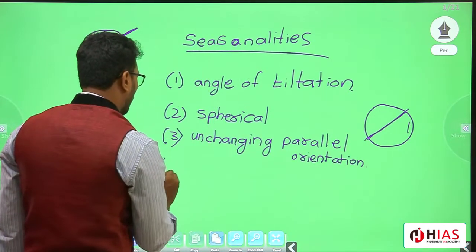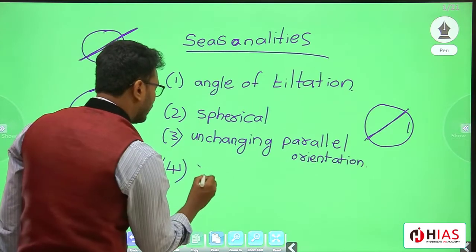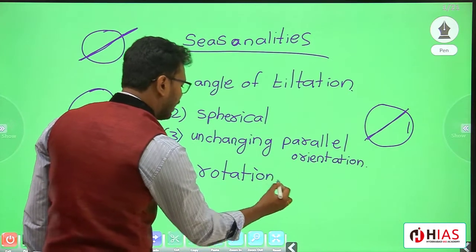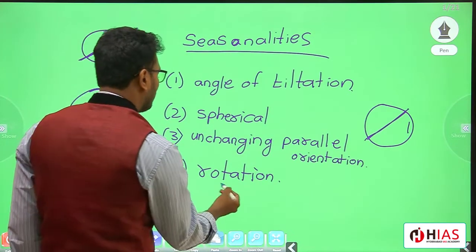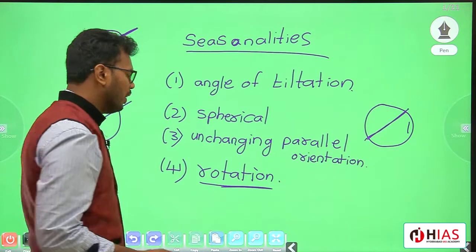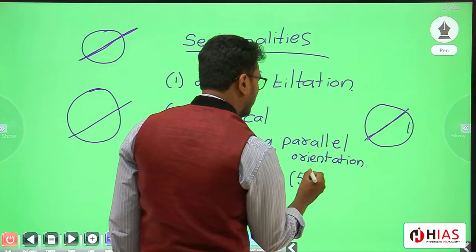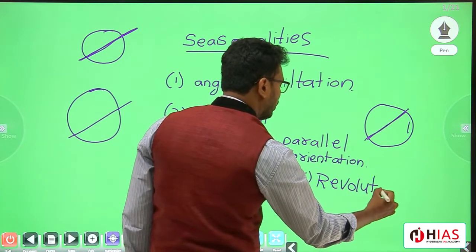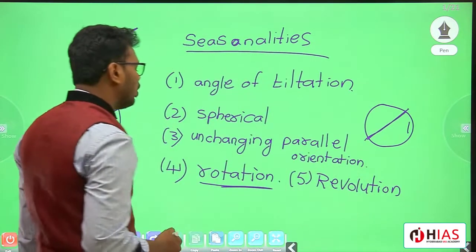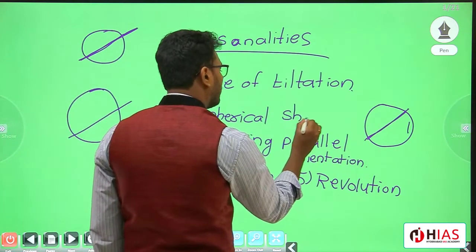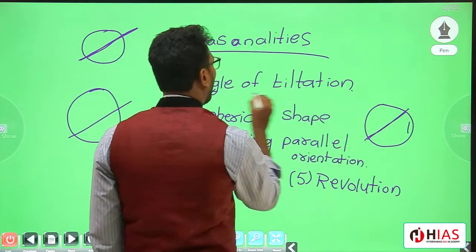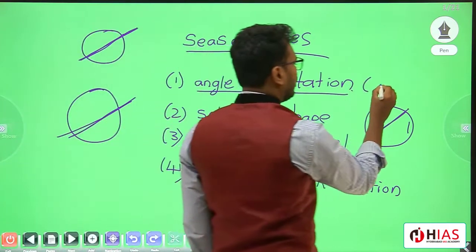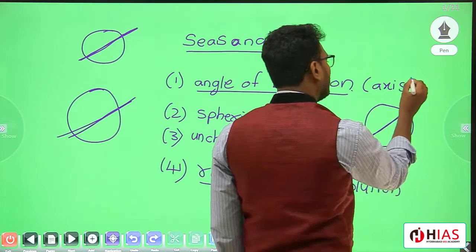And the next thing, what is the fourth reason? Actually, the rotation of the Earth. If I tell you more clearly, first of all we will consider rotation as one reason, and apart from that, the revolution of the Earth. So rotation, revolution, unchanging parallel orientation, the spherical shape of the Earth, and the angle of tilt. This one I am calling the axis. So these are the reasons for the causation of seasonalities.